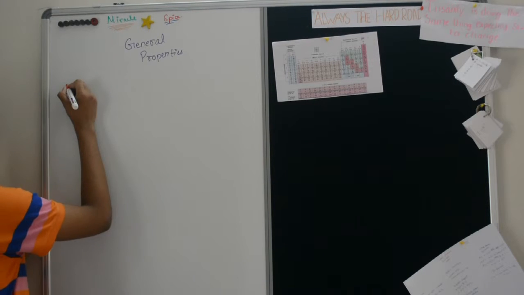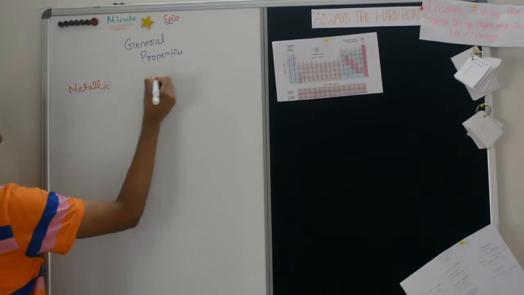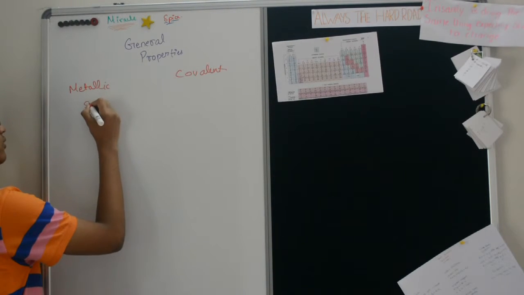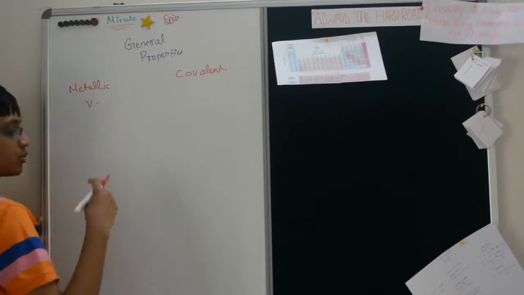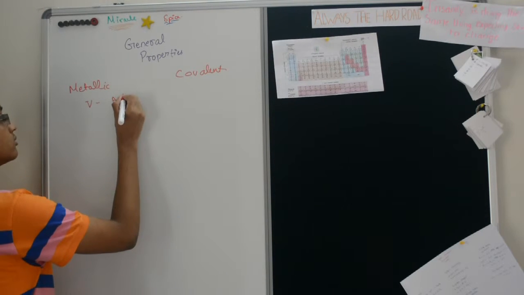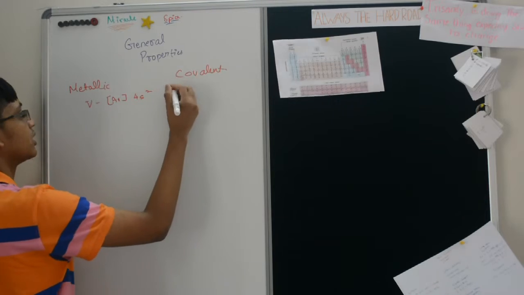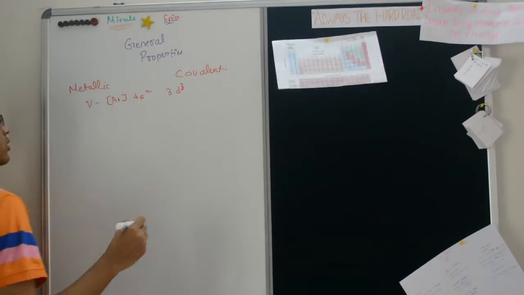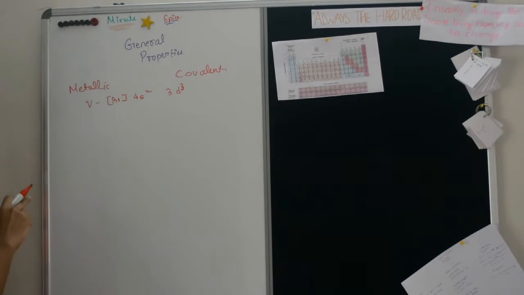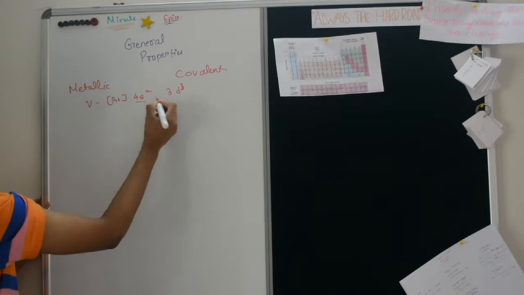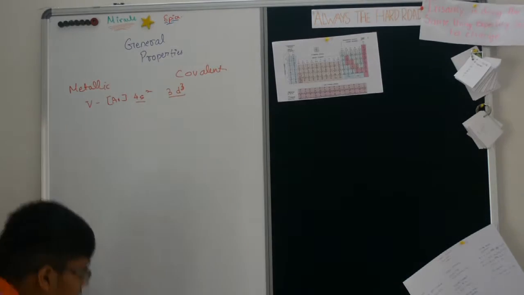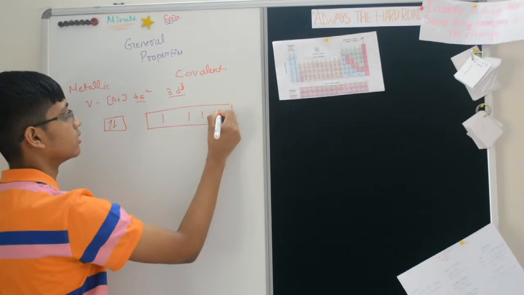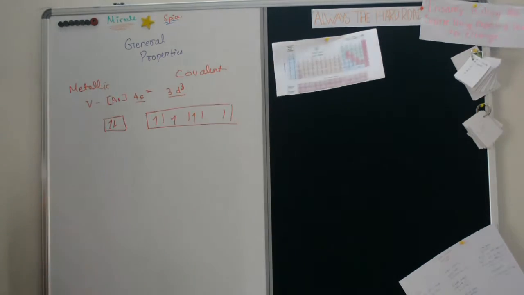The first thing is the metallic and covalent nature. Let's take the example of vanadium. We know its outermost configuration is argon, 4s2 and 3d3. So as you can see, we have one 4s and one 3d3. If you draw that, the D block has 5 orbitals: 1, 2, 3. So this will be the configuration.